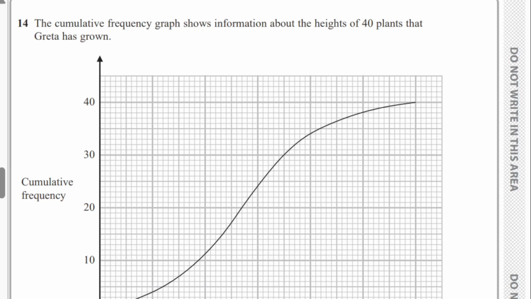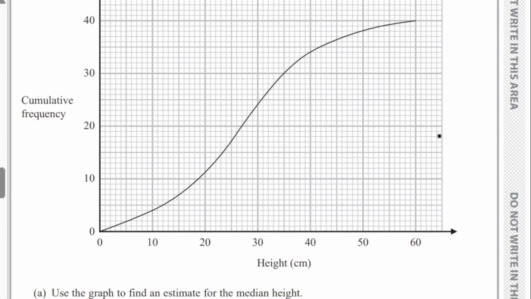Question 14 is 5 marks. This is cumulative frequency. Before we look at the question, I just want you to understand: when the question asks to find the mean, the median, the lower quartile or the upper quartile, you will look at these numbers here on the y-axis. So many students get this mistake. When the question asks you to find the median, you look at this. All right, let's start.